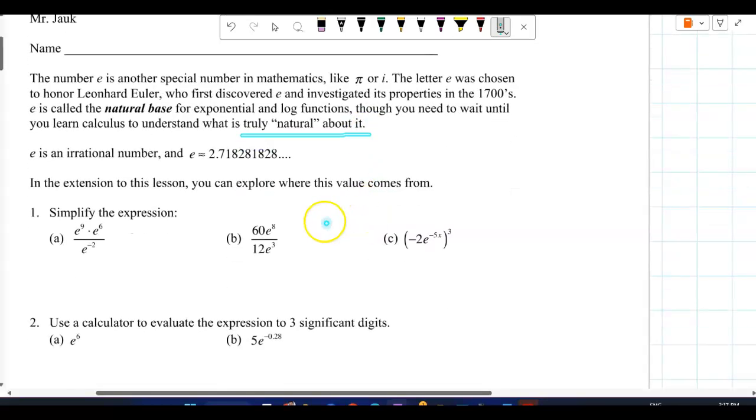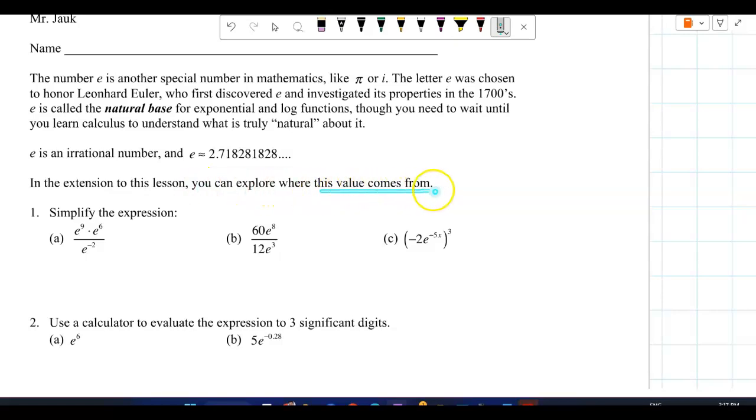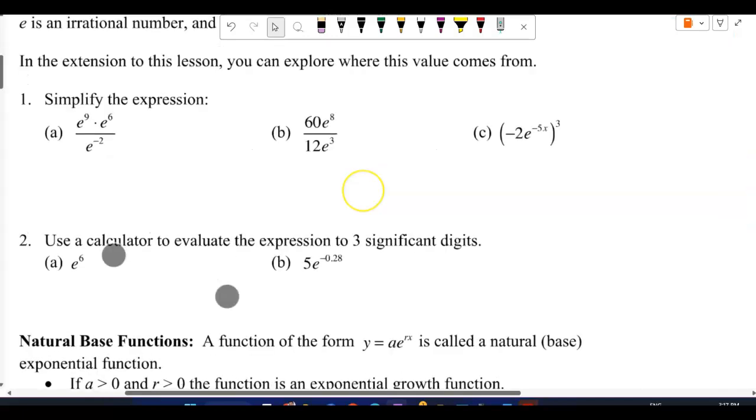So what is it about? e is an irrational number, and its value is approximately equal to 2.71828. In the extension to this lesson, you can explore where this comes from. Okay, now let's simplify this expression.